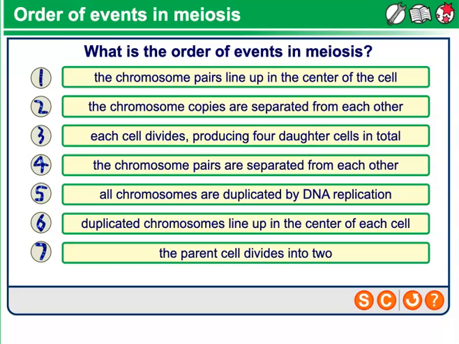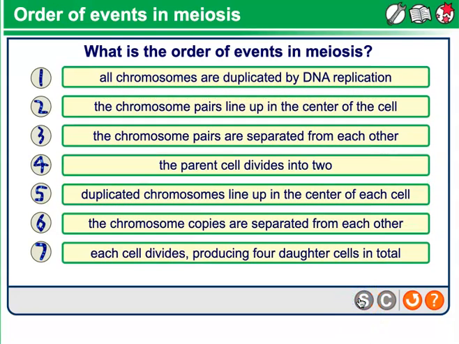So let's review the order of events for meiosis. Number 1, all chromosomes are duplicated by DNA replication. Number 2, the chromosome pairs line up in the center of the cell. Number 3, the chromosome pairs are separated from each other. Number 4, the parent cell divides into two.